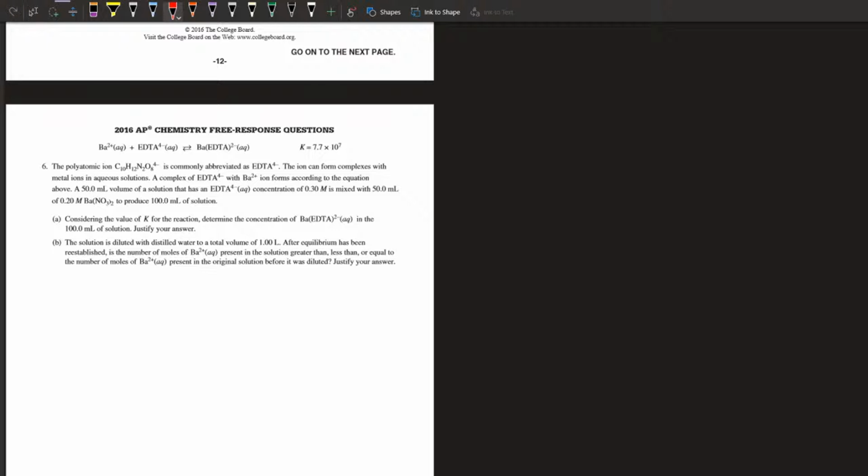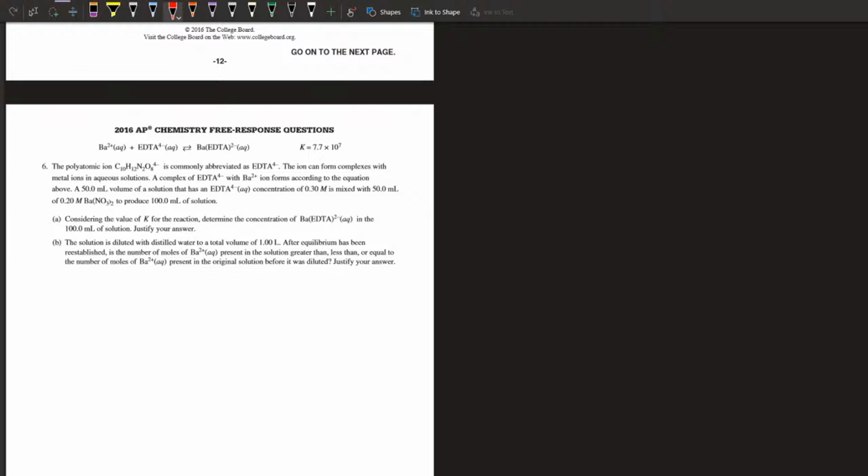The polyatomic ion C10H12N2O8 4- is commonly abbreviated as EDTA4-. The ion can form complexes with metal ions in aqueous solutions. A complex of EDTA4- with Ba2+ ion forms according to the equation above. A 50 milliliter volume of a solution that has EDTA4- aqueous concentration of 0.3 molar is mixed with 50 ml of 0.2 molar Ba(NO3)2 to produce 100 milliliter of solution.